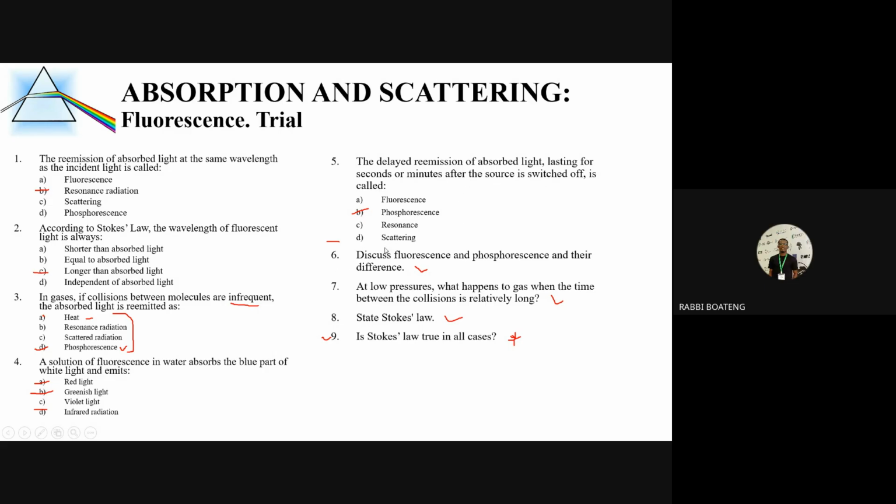Let me stop this one. I wanted to show you something, but yes, Sir Francis. Come again, please, about the solution of fluorescein. He said what example is water. Okay, I'm not getting it. I'm coming.